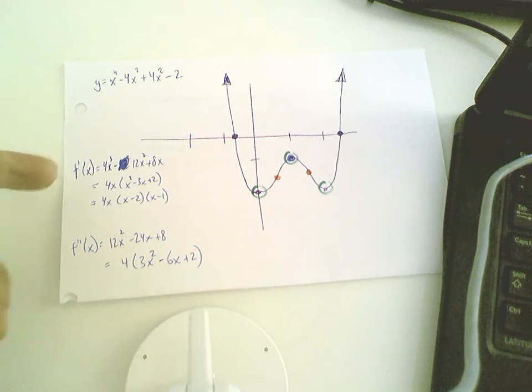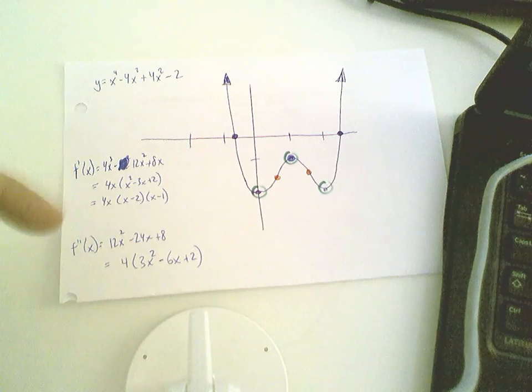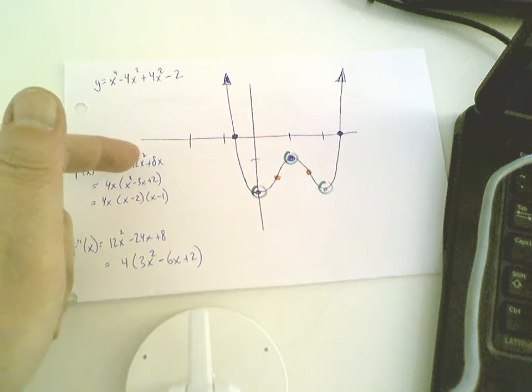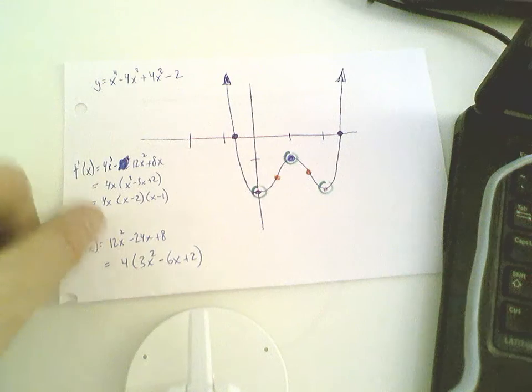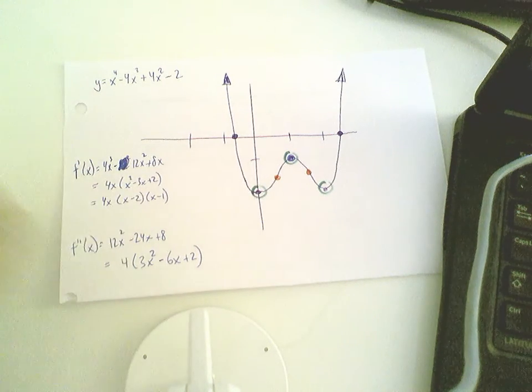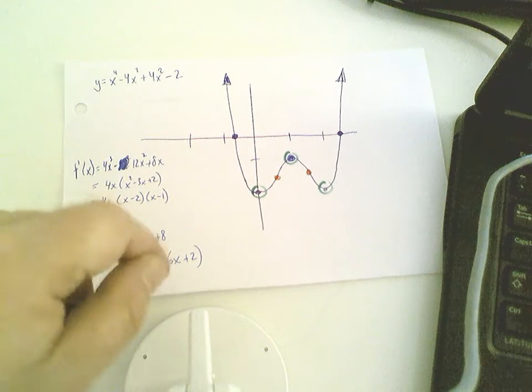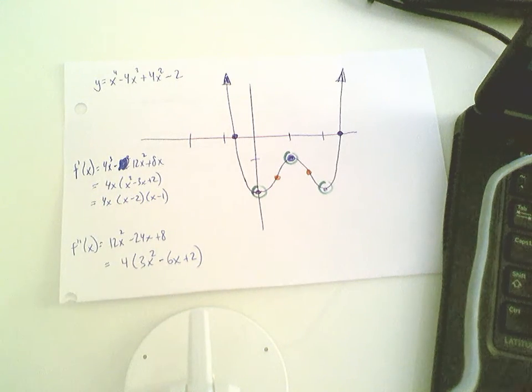The second derivative: take the derivative of the derivative. The derivative of 4x cubed minus 12x squared plus 8x is 12x squared minus 24x plus 8. I could take a 4 out: 4 times 3x squared minus 6x plus 2. And we'll talk later, we're going to want to set this to find inflection points. We're going to look where that second derivative is 0.